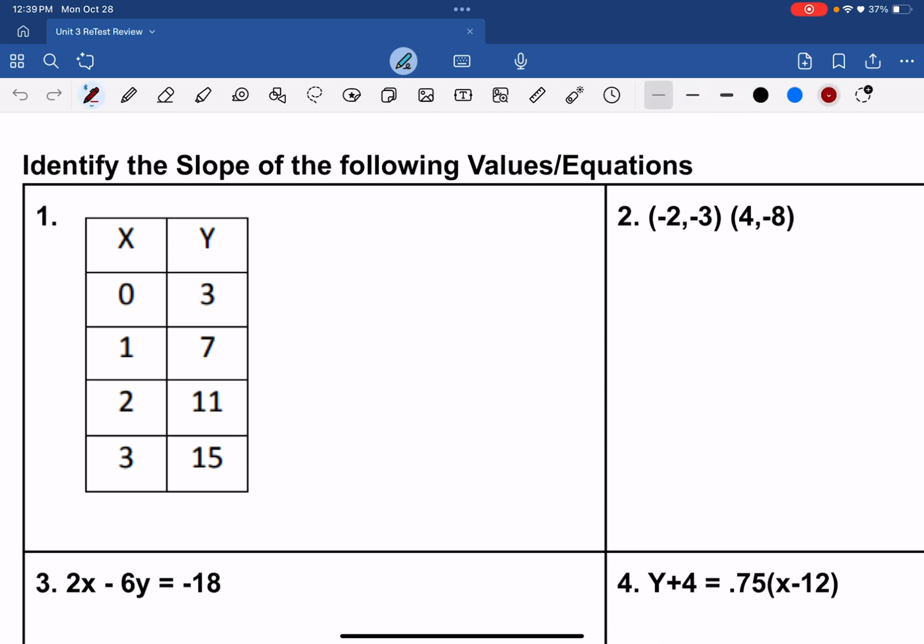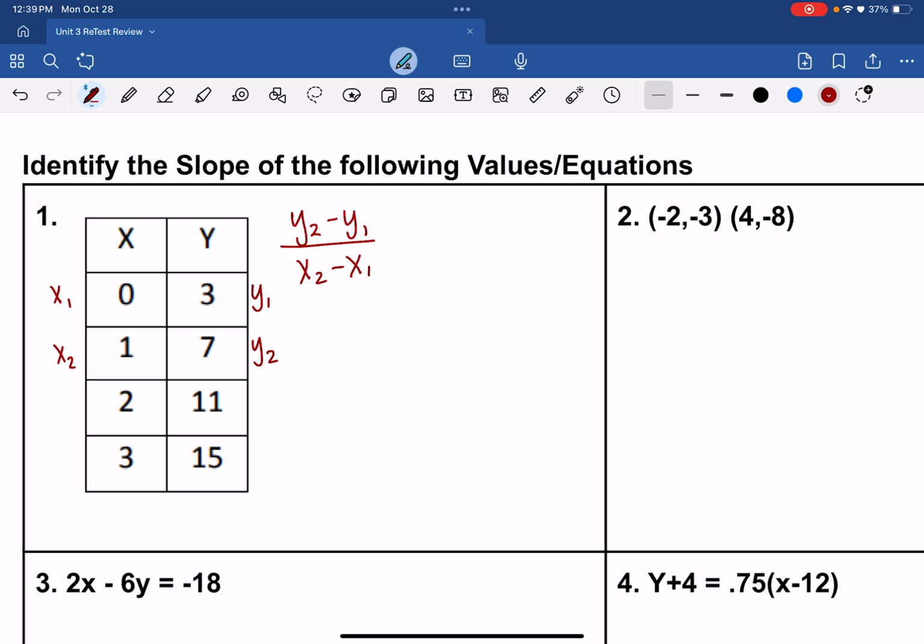So we are going to use the slope formula. Remember, the slope formula is y2 minus y1 all over x2 minus x1. But remember, you have to be able to label your ordered pairs. I'm just going to use the first two here. So I have x1, y1, x2, y2, and then I'm going to plug them into the formula where they belong.